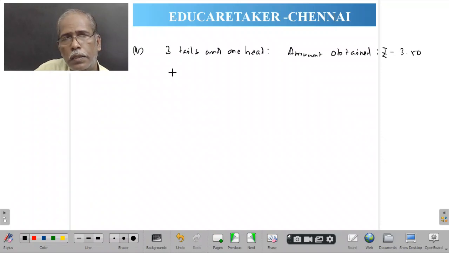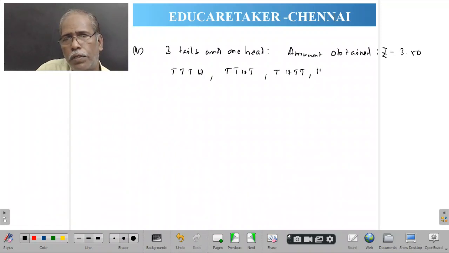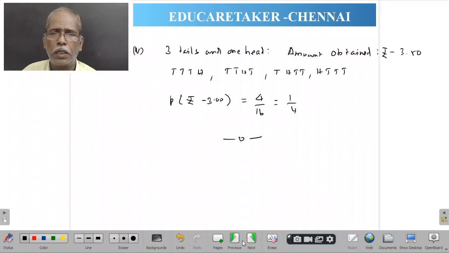3 tails: tail, tail, tail, head, or tail, tail, head, tail, or tail, head, tail, tail, or head first and the remaining 3 tails. That means how many possibilities? 4 possibilities. Then the probability of getting an amount of minus 3 rupees, that is 3 rupees loss, will be equal to 4 out of 16. 4 out of 16 is 1 by 4. So dear student, we have completed this question.